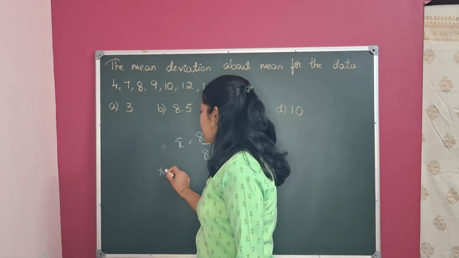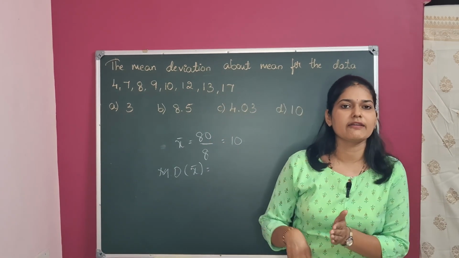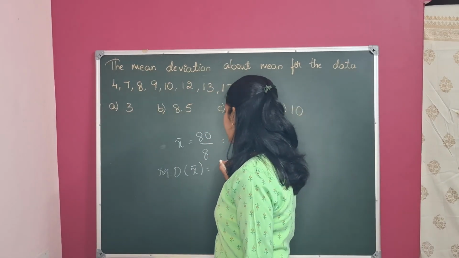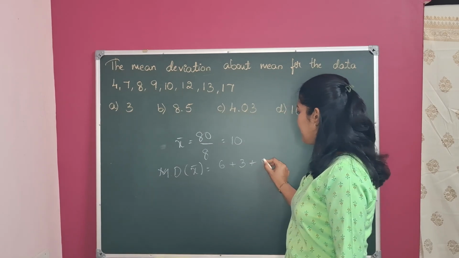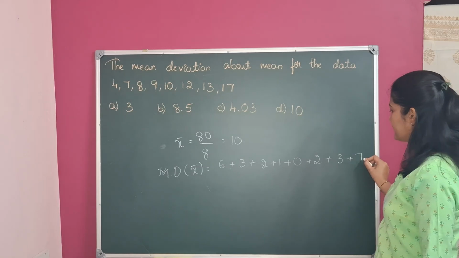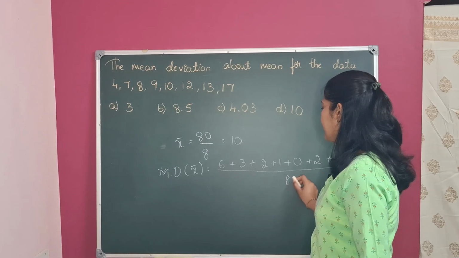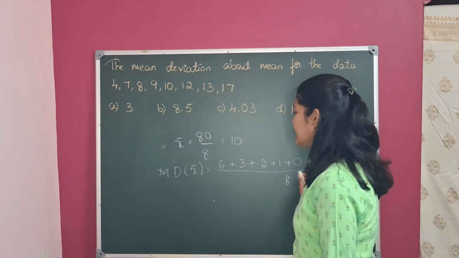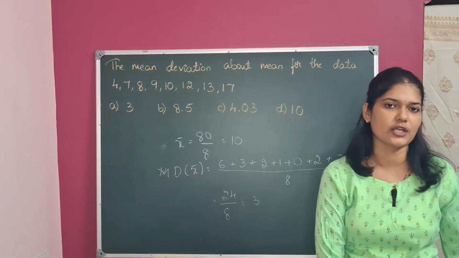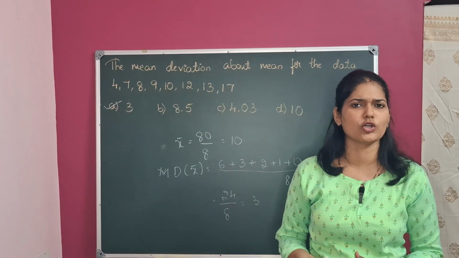The mean deviation about mean is nothing but summation mod xi minus x bar divided by n. Therefore, we have to subtract each term by 10. Then we get 6 plus 3 plus 2, 1, 0, 2, 3 and 7. We are subtracting each number by 10 and whole divided by number of terms that is 8. If we add the numerator which is 24 by 8, therefore mean deviation about mean is 3. That is again option A. Now let's move on to the next problem.